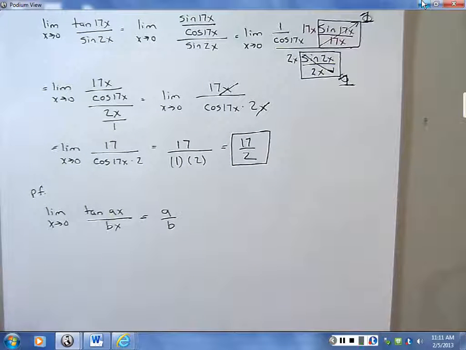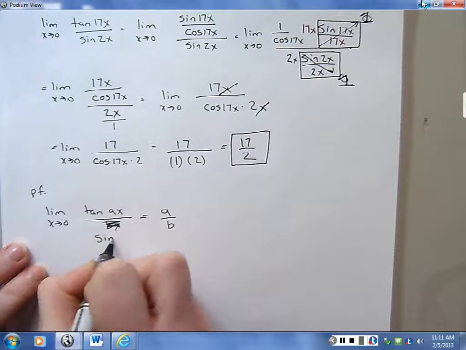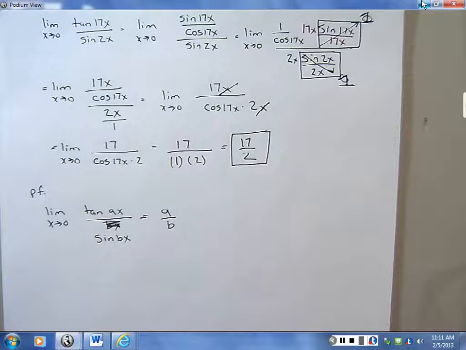Question? You just wrote tangent ax over bx. Does it not matter that it's sine on the denominator? It should be sine of bx, yeah. So this is sine of bx. I think it would still be a over b. Yeah, so I could go through this and prove this in general for a over b. That's the answer. And this could be a good exercise on the exam without numbers.